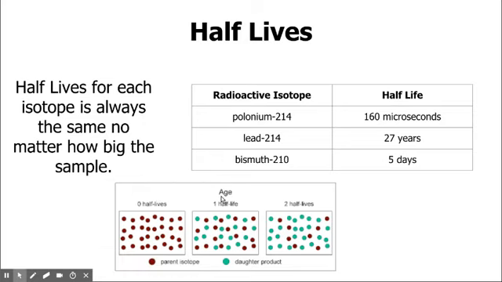After 1 half-life, half of it has decayed, and after 2 half-lives, 75% has decayed. And it just continues to go by half and half each time.